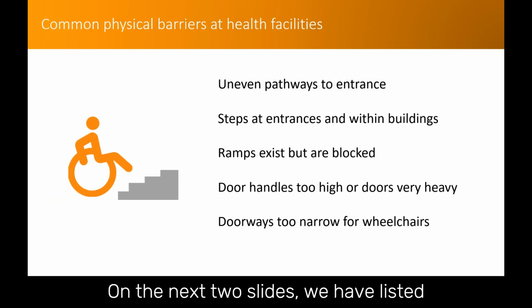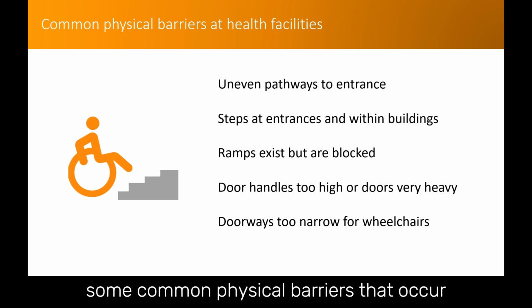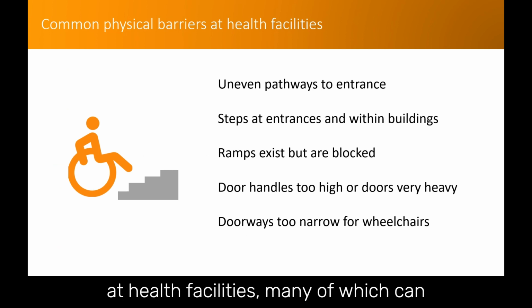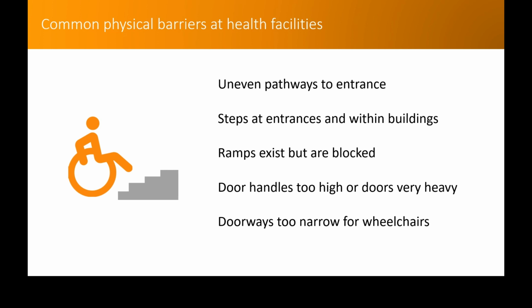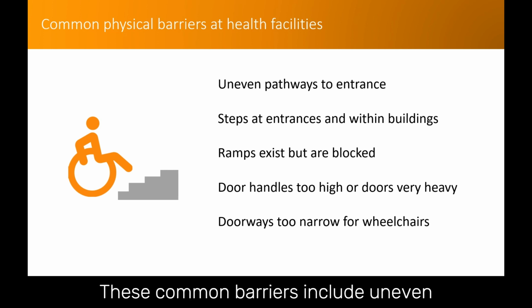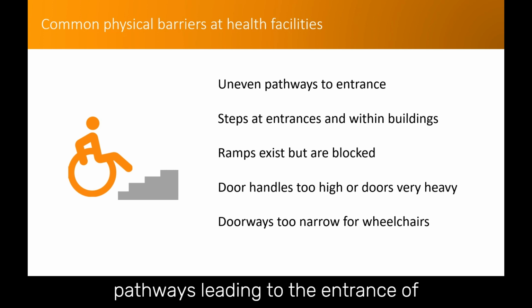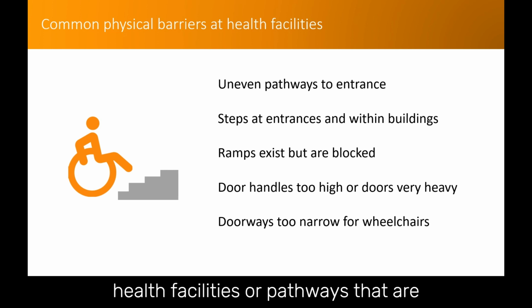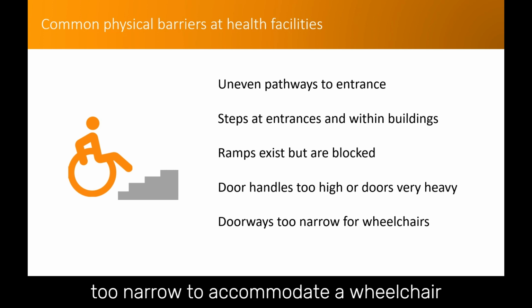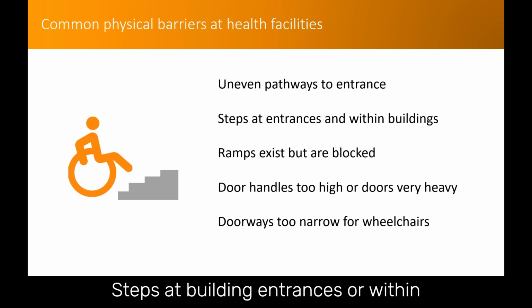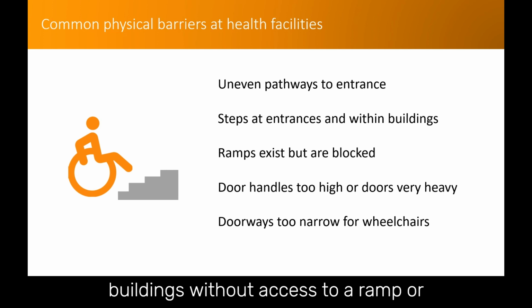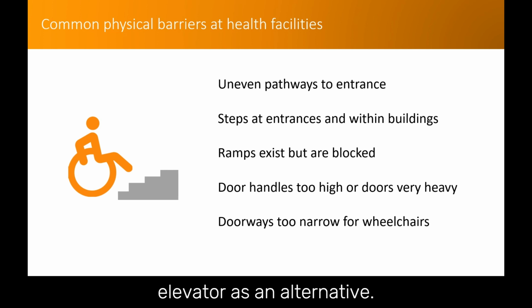On the next two slides, we have listed some common physical barriers that occur at health facilities, many of which can be addressed without great expense. These common barriers include uneven pathways leading to the entrance of health facilities, or pathways that are too narrow to accommodate a wheelchair or other mobility device. Steps at building entrances or within buildings without access to a ramp or elevator as an alternative.